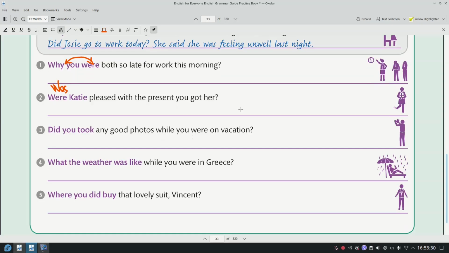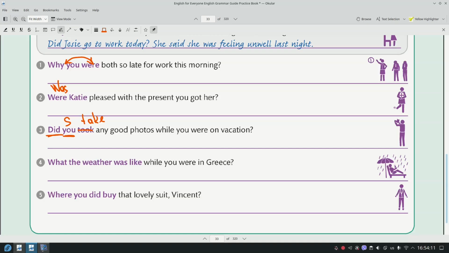Number 3. Did you took any good photos while you were on vacation? It is a question sentence. It is in the past. To make questions, we need auxiliary verb, did, we have it. Then goes the subject, we also have it. Then we should have the base form of the verb, but we have the second form. We don't need it. So, did you take any good photos while you were on vacation?